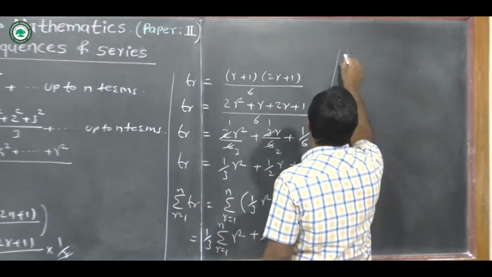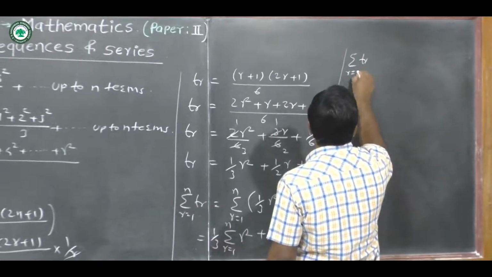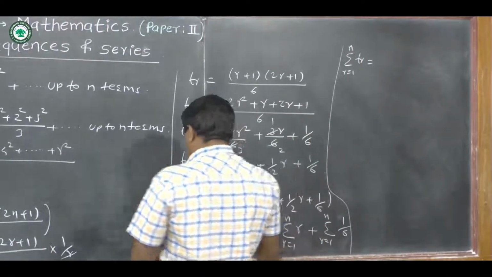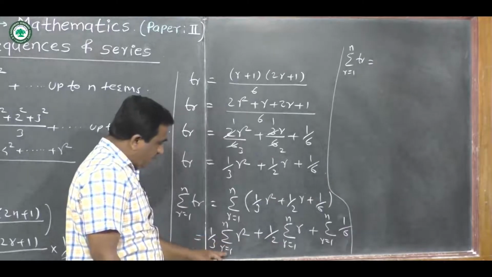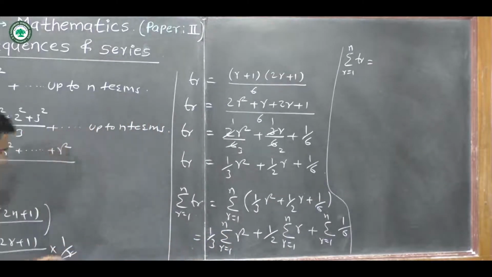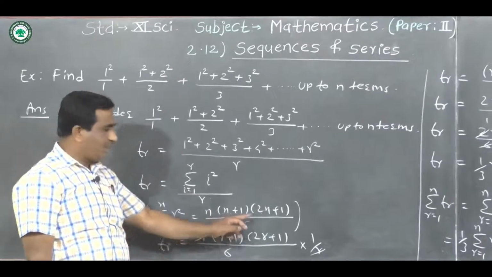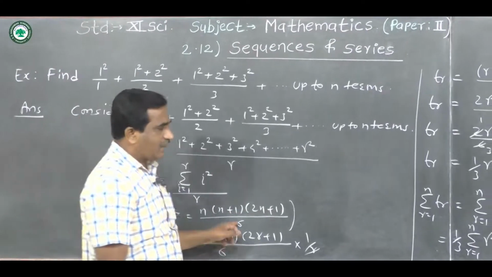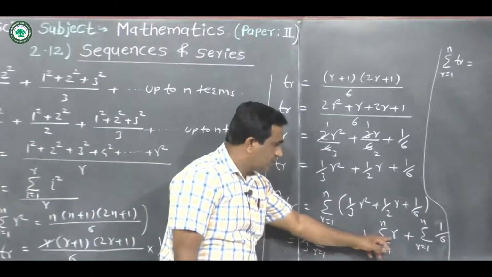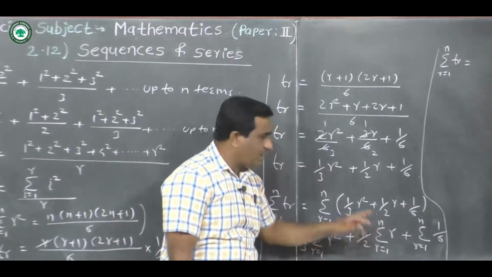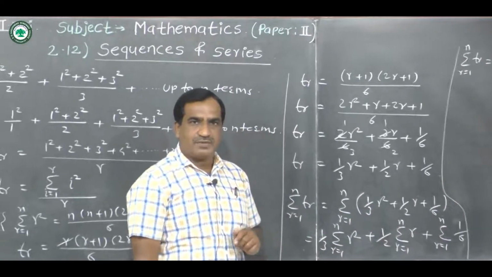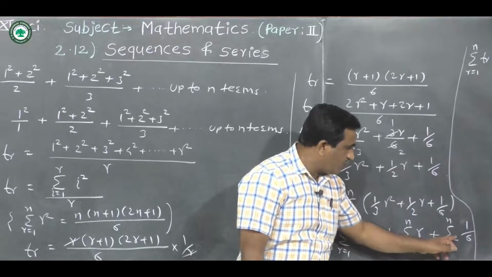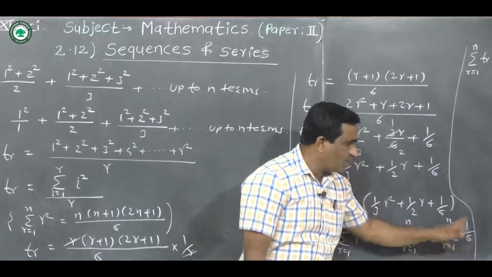That is, summation of TR, r goes from 1 to n, is equal to, now we can use the formulas here. Summation r square, r goes from 1 to n, is equal to n into n plus 1 into 2n plus 1 upon 6. And summation of r goes from 1 to n is equal to n into n plus 1 upon 2. And here the value of summation of r goes from 1 to n, 1 upon 6, is equal to n upon 6.